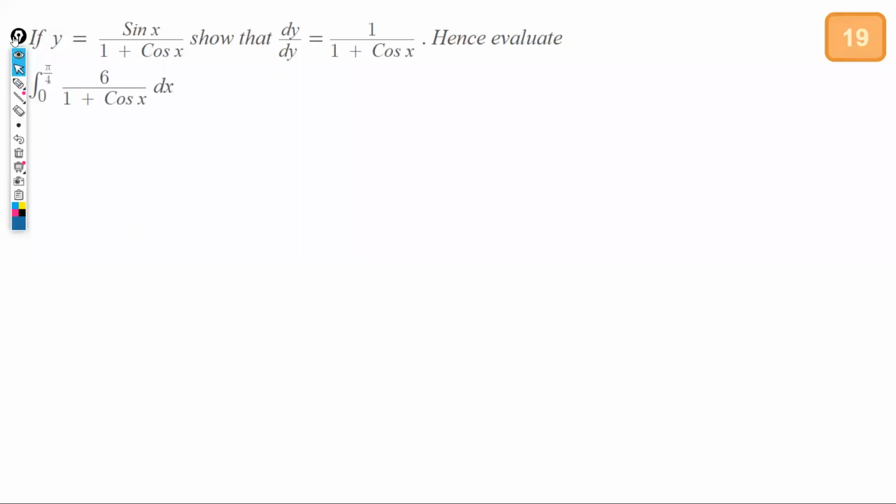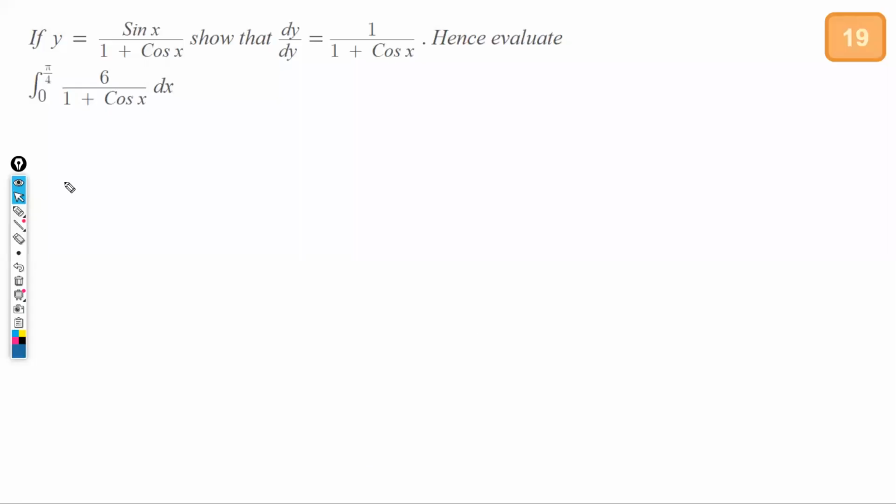All right, so see if we could do this particular question now. I have to read it too. They want you to prove that if you differentiate this, you will get this. That's the first thing you want to do. So the first part of the question is a differential question. So let's start you off with this here. So y is equal to sine x divided by 1 plus cos x.